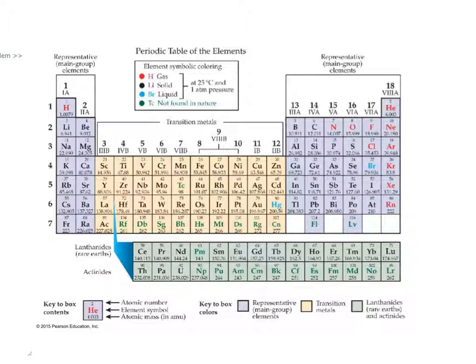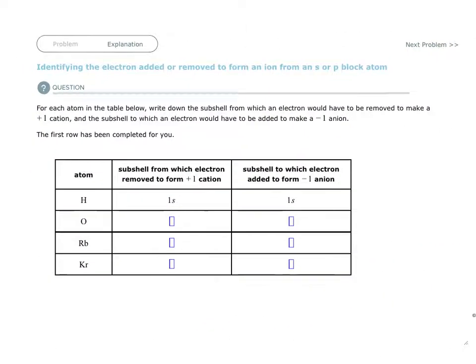Okay, so it depends. If you are at, say, neon, neon's the end of your P's. If you steal one from neon to make it like fluorine, you would steal it from the 2p because that's where it lives. But if you add an extra electron to make it like sodium, you are going to have to go to the next subshell, which would be the 3s. All right, so let's see if we can answer these questions. I don't think they're very hard.